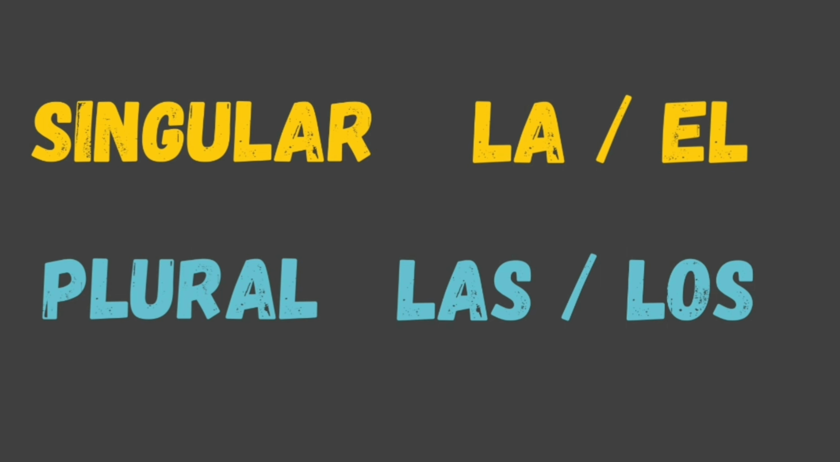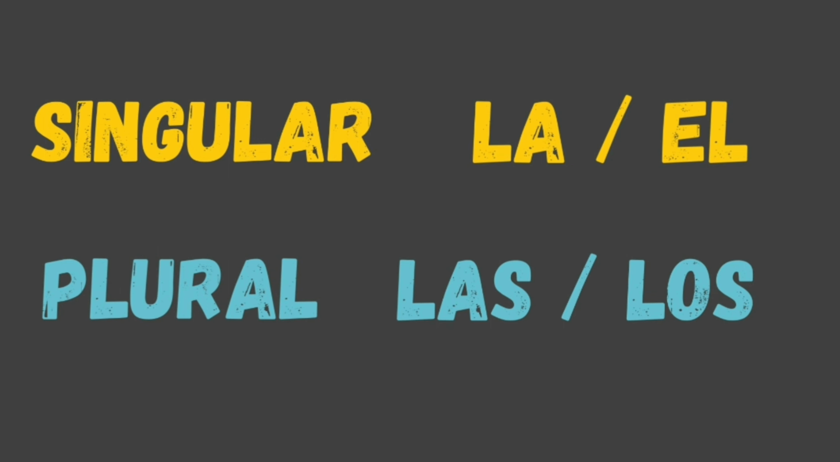Now, the plural form of la would be las, okay? For example, the girls. The meaning of the girls in Spanish is las chicas, okay? Las chicas. It has a female gender in plural form, so we're going to say las. We're going to use the definite article in the plural form, las.